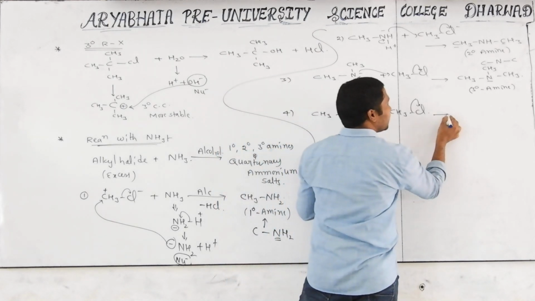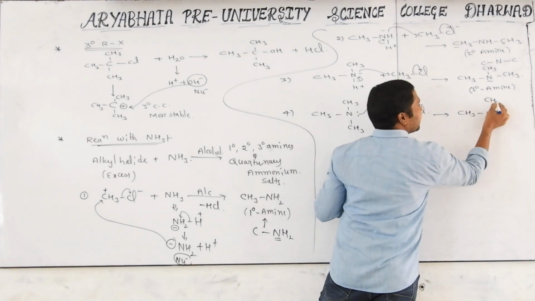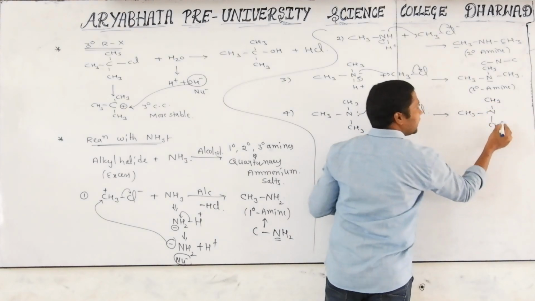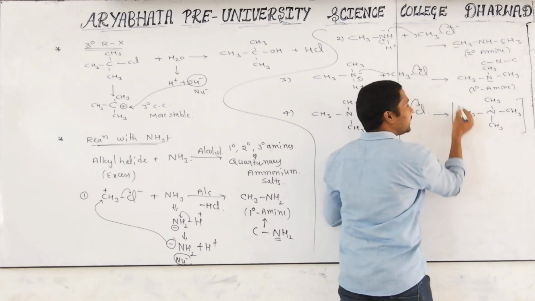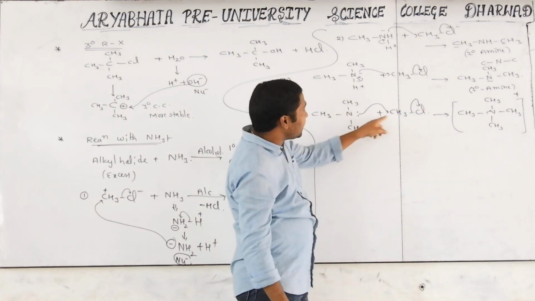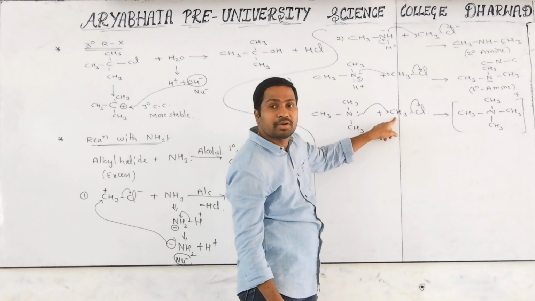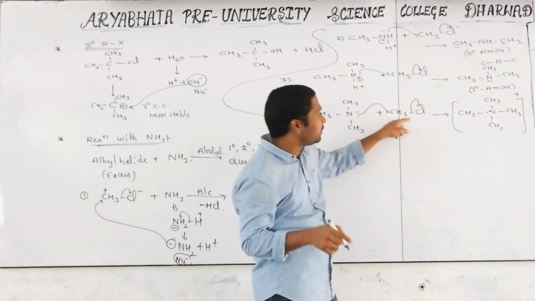Then what do we get? CH3, N, and on it CH3, CH3, and one more new connection, CH3. The whole particle gets a positive charge. Why? Because nitrogen is donating electrons to this particle. Which bond is forming? A coordinate covalent bond is forming. And one more thing we have to discuss, which we already learned in chemical bonding.